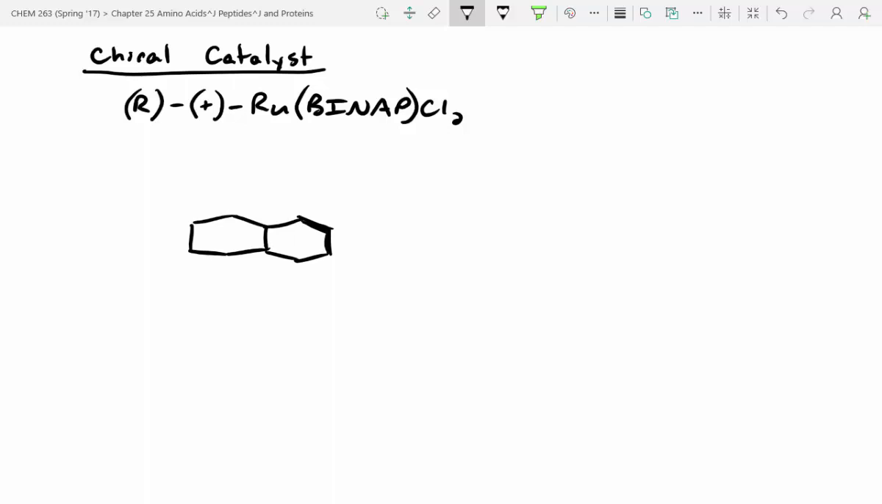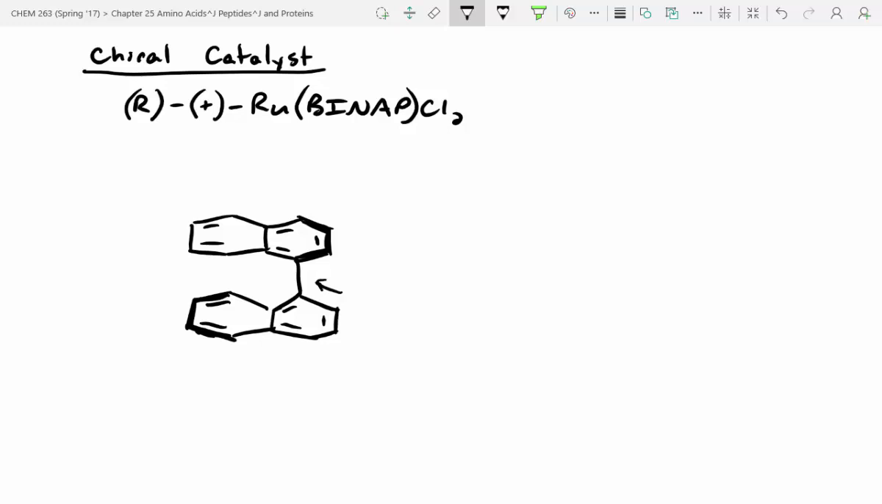This ring's kind of puckered forward, so I'm going to show that more like that. And then down here, you've got another aromatic ring. But this time, these positions are kind of puckered back. So can you guys kind of imagine this twisted along this central bond axis? So the top one's kind of twisted away from you, the bottom one's twisted towards you.